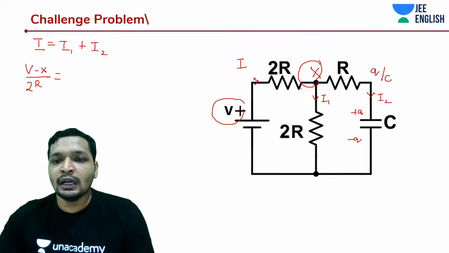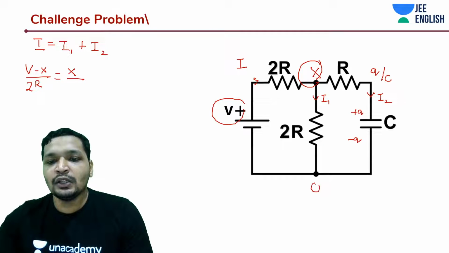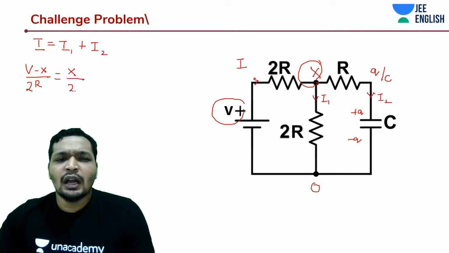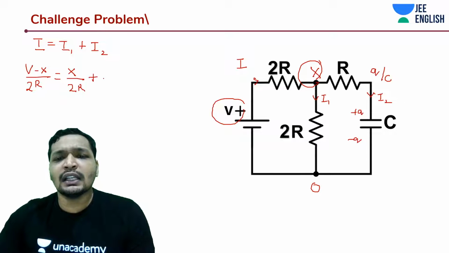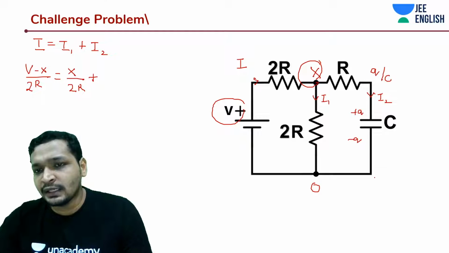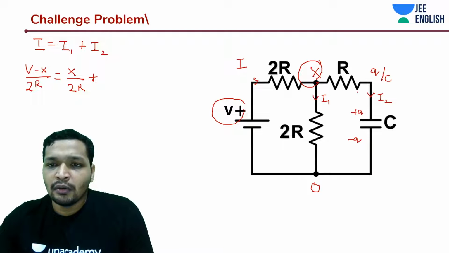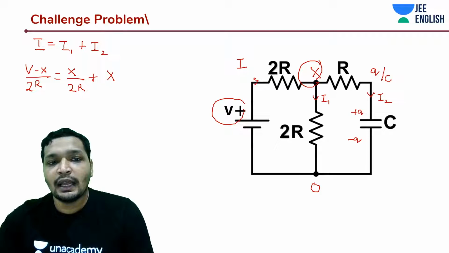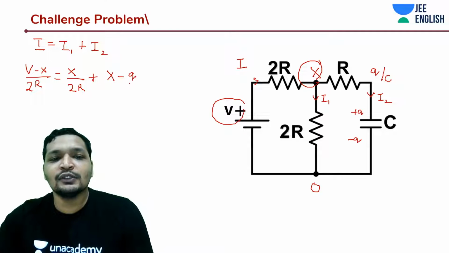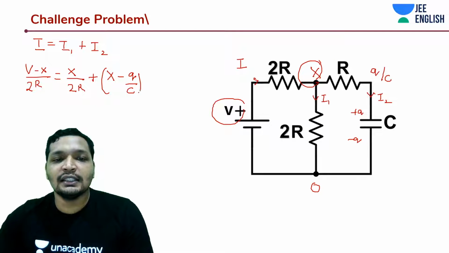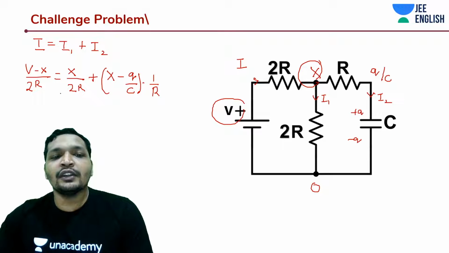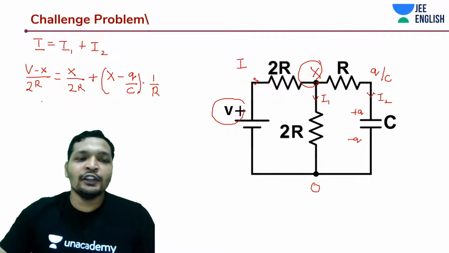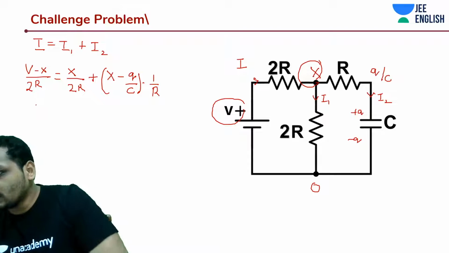And what about the I1? I1 is X minus 0, I'm directly writing down as X by 2R. And what about I2? I2 is nothing but X minus QC by R. That is it, guys. Now you find out the value of x. The same old thing is what you have to do.